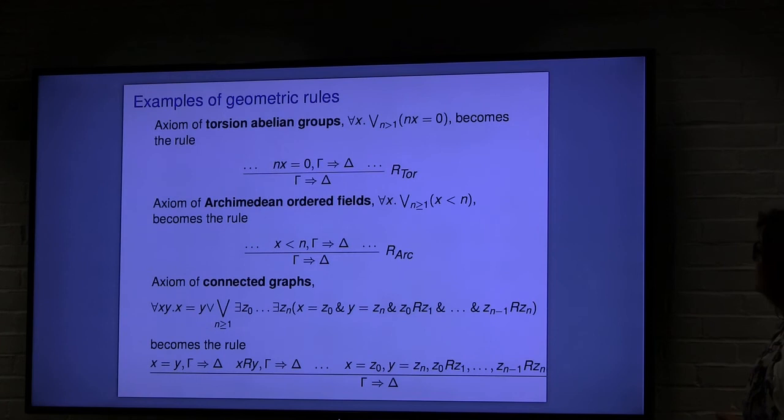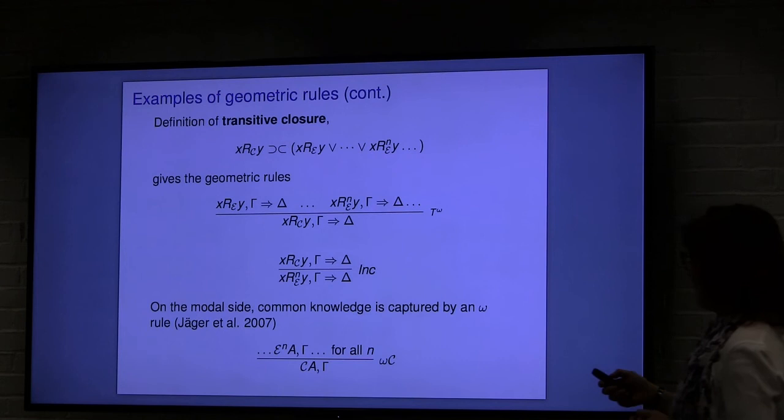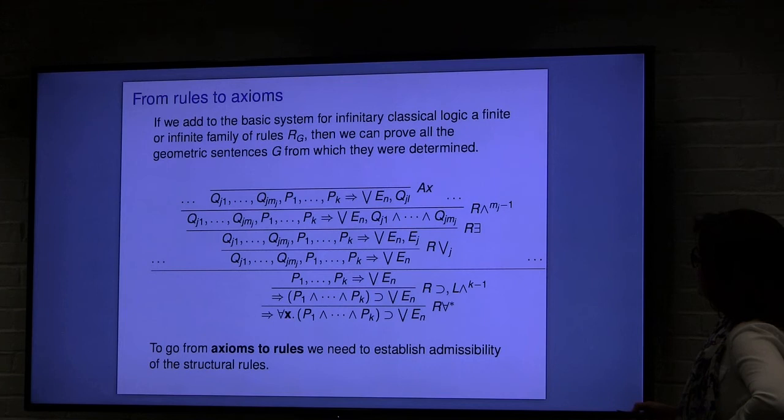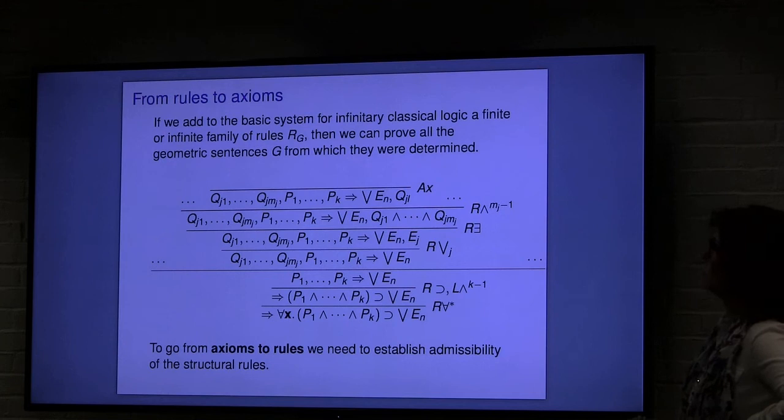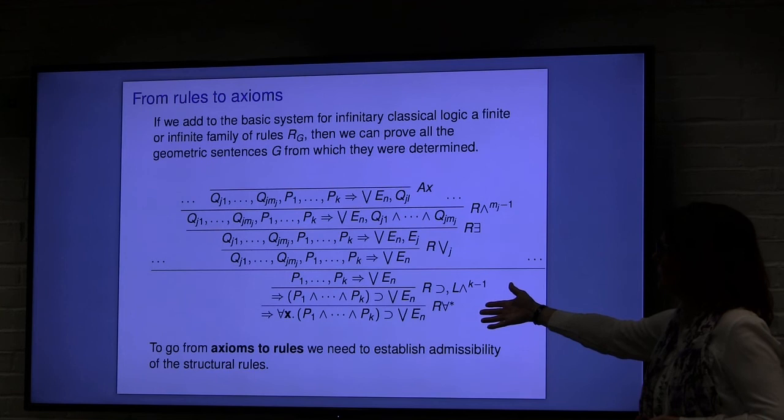Transitive closure, the accessibility relation, will give this rule. Do these rules really correspond to the axioms? To show that the rules really correspond to the axioms, we have to prove that the axiom is derivable using the rule, and then conversely, that from the axiom we can show that the rule is derivable. So this is the derivation of the geometric axioms using the corresponding geometric rule.